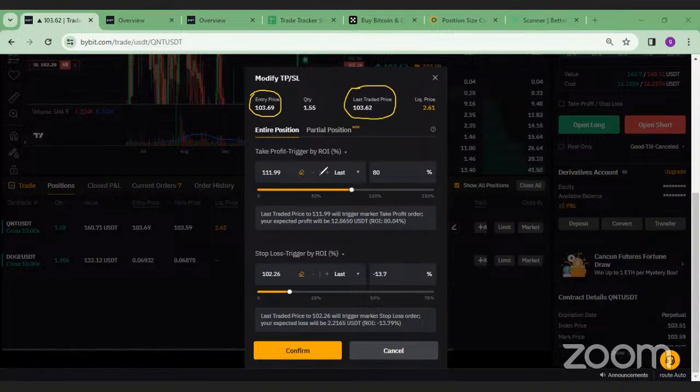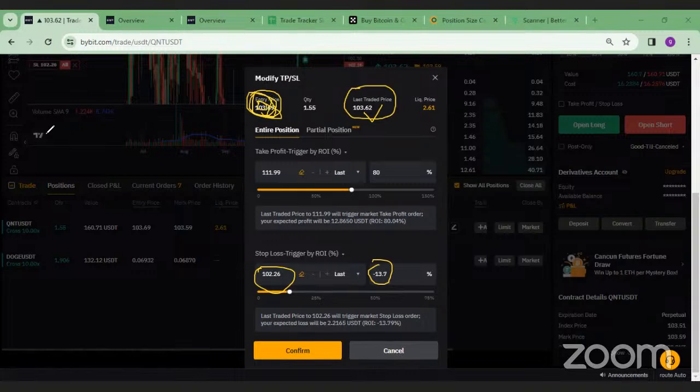Now when we say move stop loss to entry, this is where I set my stop loss. My stop loss is 102. So it means that if this market comes in here, it's going against me by 13%. I'm already losing. So minus 13%, it will close that trade automatically. But when it goes in my favor, maybe it goes to 104, I'm already in profit, and I say move stop loss to entry. All you just need to do, this is the entering price.